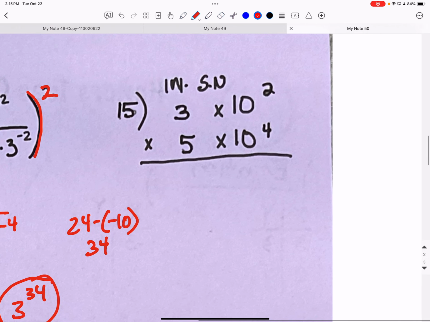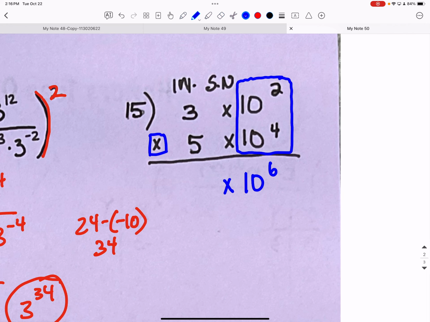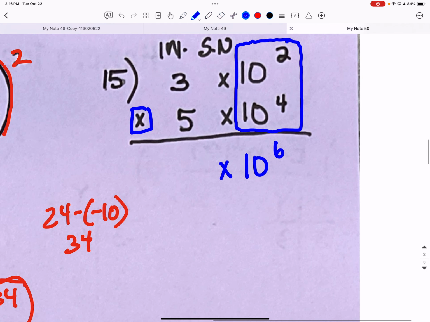All right, in scientific notation, there is a shortcut for multiplication of powers. One less than multiplication is addition. So there is a shortcut over here. We can just add those exponents, and this is 10 to the 6th power. So we've got something times 10 to the 6th. These are normal numbers, so we can do normal multiplication.